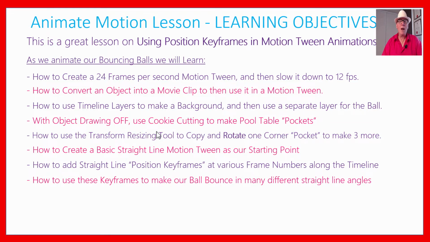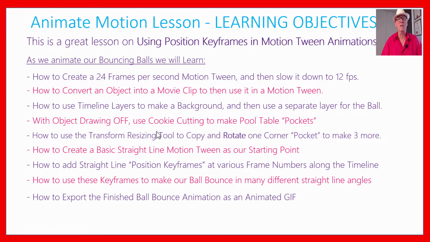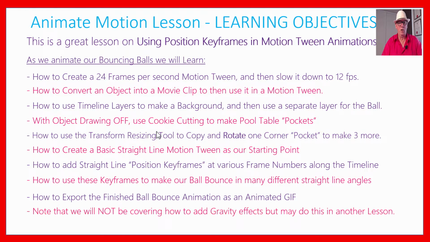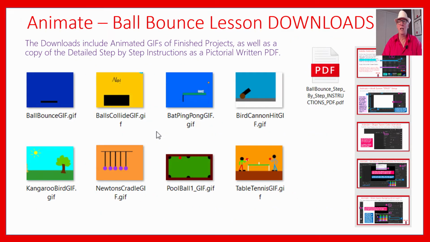So how to use keyframes to make our ball bounce in many different straight line angles, that's the pool table one, and how to export the finished ball bounce animation as an animated GIF, which is how we finish off our projects. So we've got a GIF that we can use on the web or email to someone or whatever we want to do. Note, we're not going to cover the gravity effects in this lesson, but we certainly have that on the drawing board to cover sometime in another lesson.